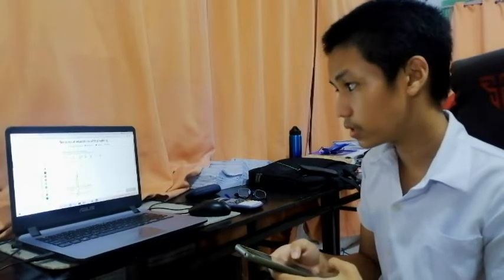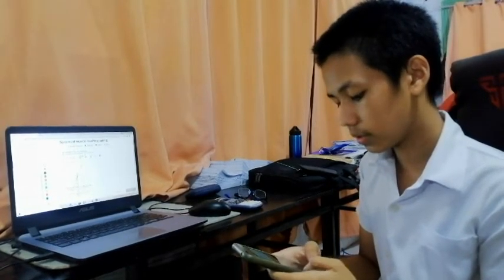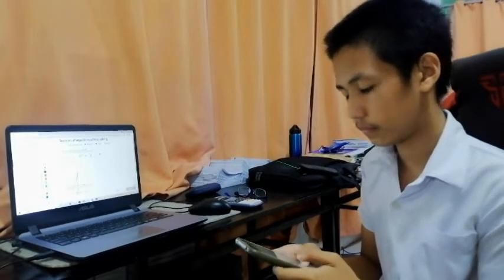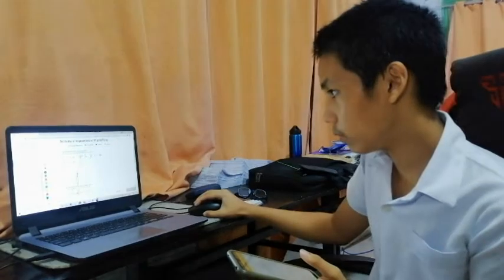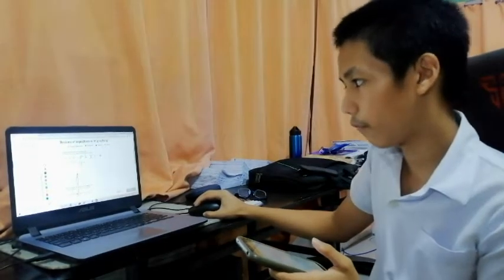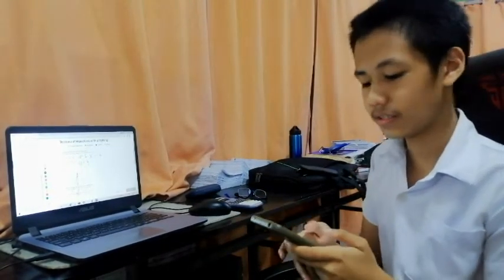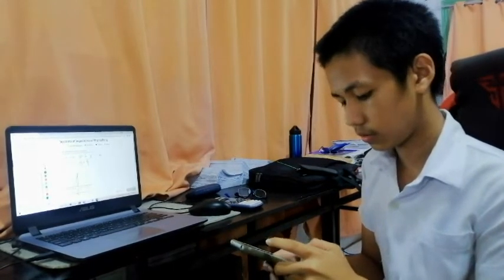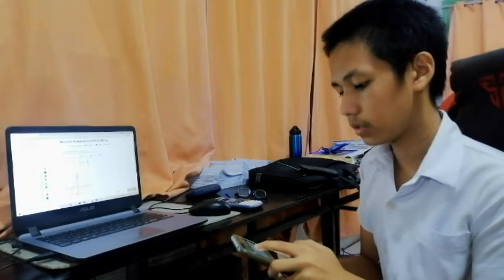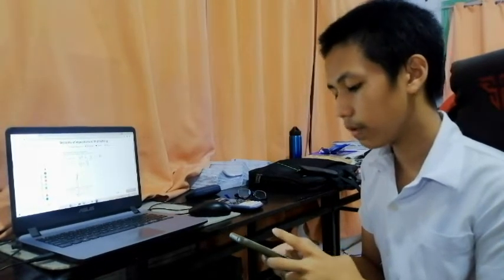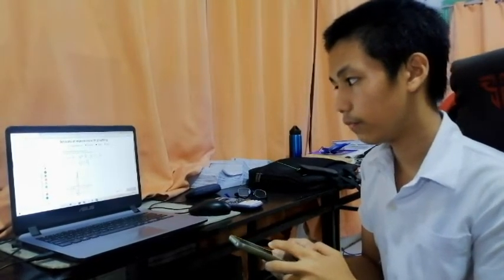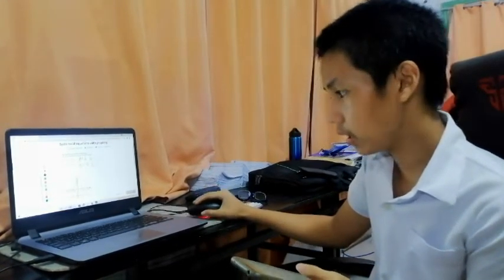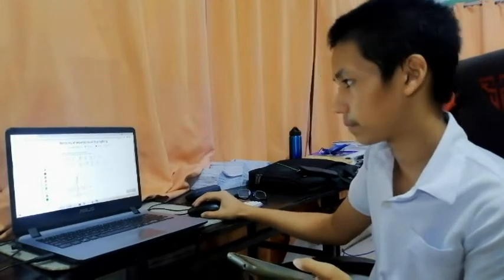Negative 7 multiplied by 0 plus 7y is equal to 28. So y is equal to 4. Let's find the x-intercept. So negative 7x plus 7 multiplied by 0 equal to 28. So the x-intercept will be negative 4.